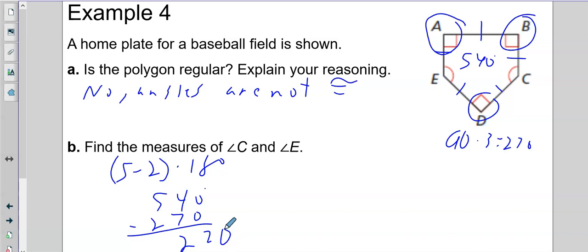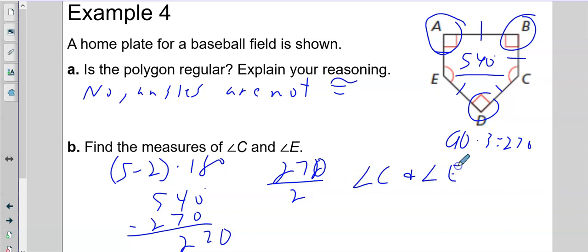Now, here's the thing. Remember I mentioned earlier that C and E are equal. Well, we have 270 degrees split up equally between those two angles. So all we need to do is divide 270 by 2, and we find out angle C and angle E are 135 degrees.